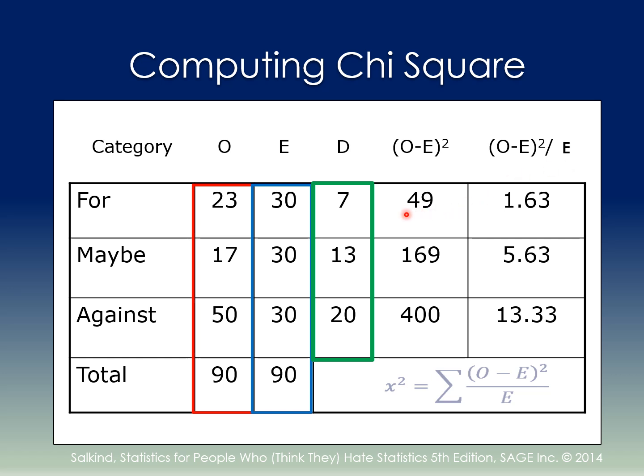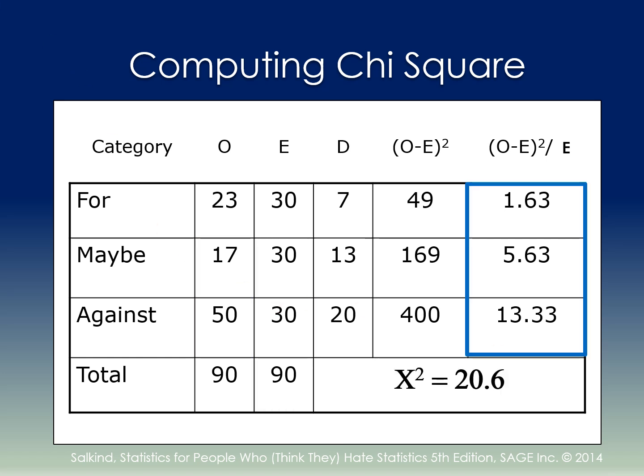So we take 49 divided by 30. This is equal to 1.63. 169 divided by 30 equals 5.63. 400 divided by 30 equals 13.33. We then add all these squared differences, divided by the expected, and we get a value, and that value is on the next slide coming up.